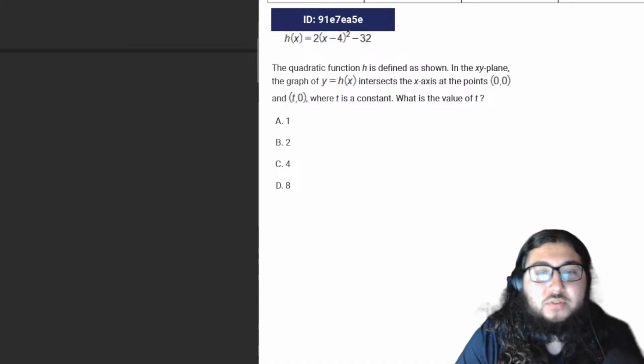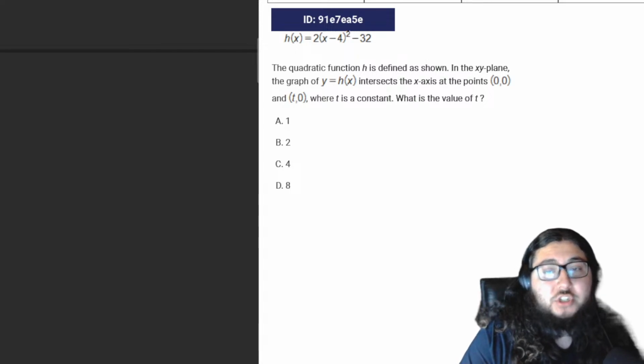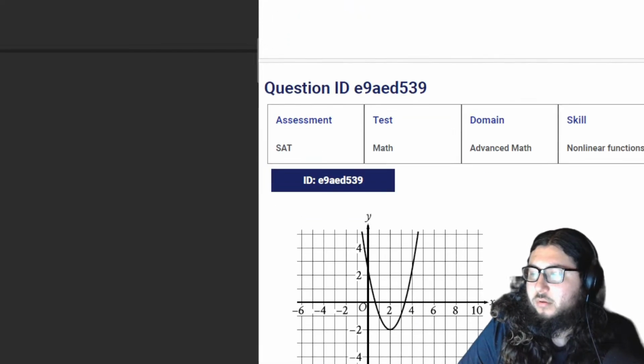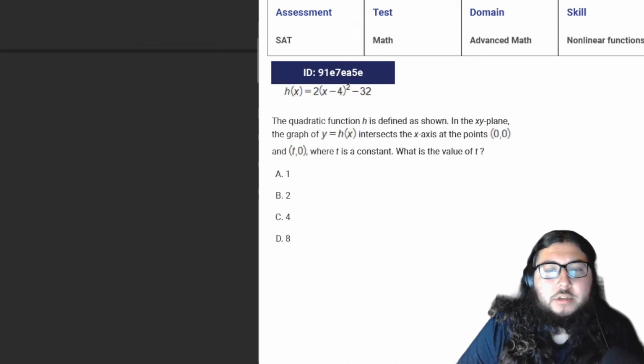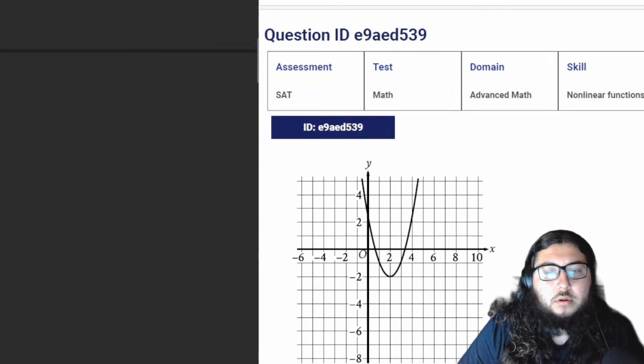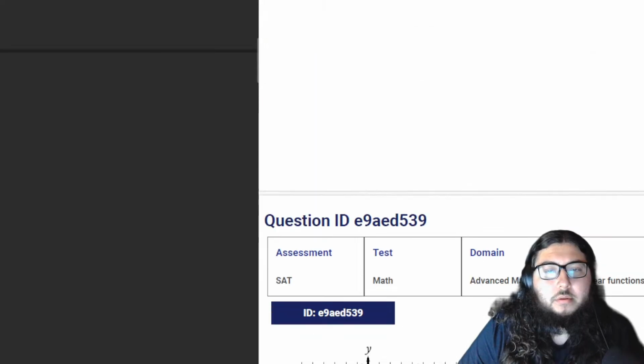h of x is equal to 2 times x minus 4 squared minus 32. The quadratic function h is defined as shown in the xy-plane. Where is it shown? Oh, it's shown down here. So it's shown below. In the xy-plane, the graph of y equals h of x intersects the x-axis at the point 0, 0. What?